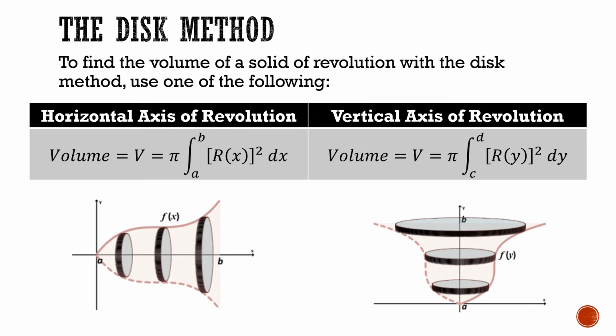So if you're revolving around the x-axis, you have the first equation, the horizontal axis of revolution, versus if you're revolving around the y-axis, you have the vertical y-axis of revolution. And so depending on which axis you're revolving around determines what variables you use when you integrate. If it's the x-axis, you're using x values. If it's the y-axis, you're using y values.